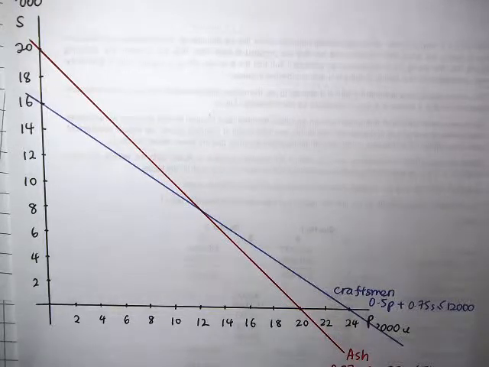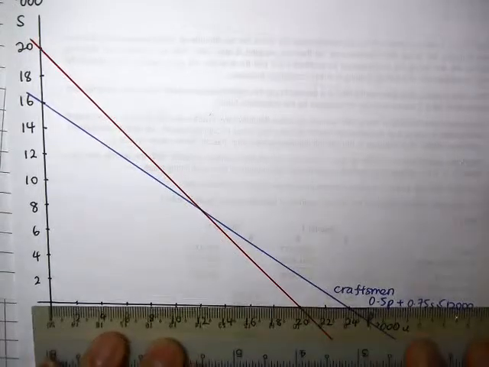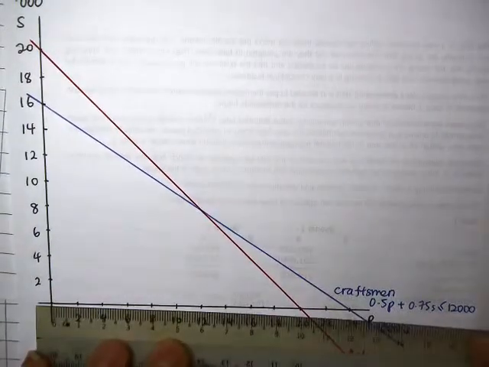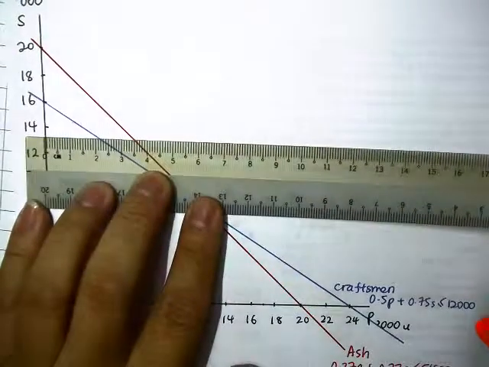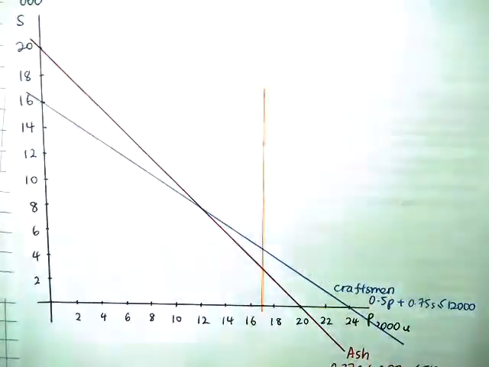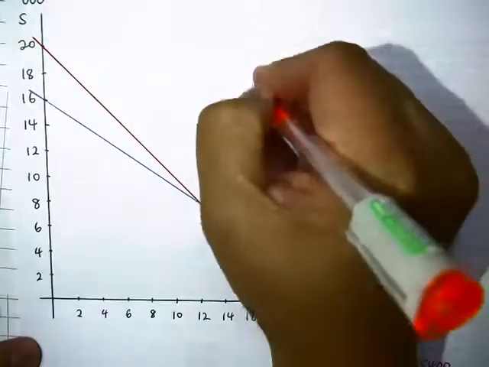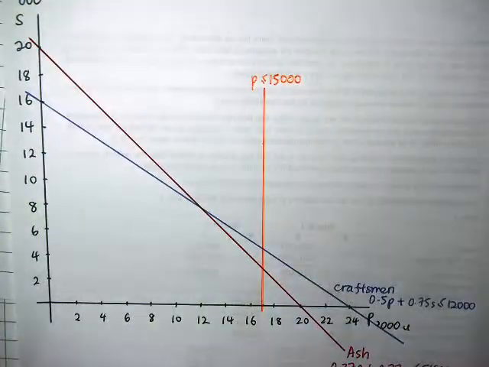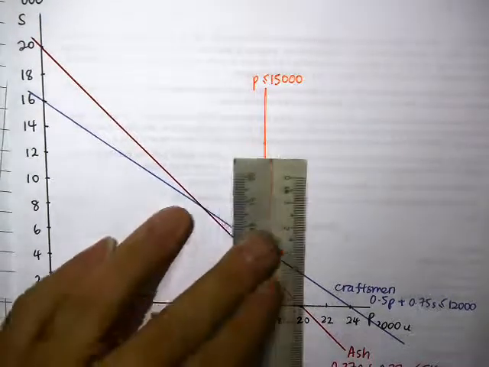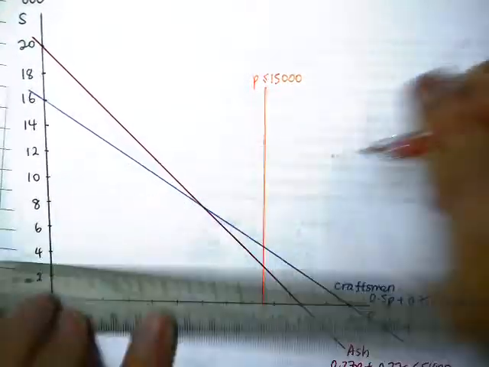All right. Now the maximum demand for P is 15. P is 15. So it's here. P does not exceed 15. And the maximum demand for S is 12. Right?